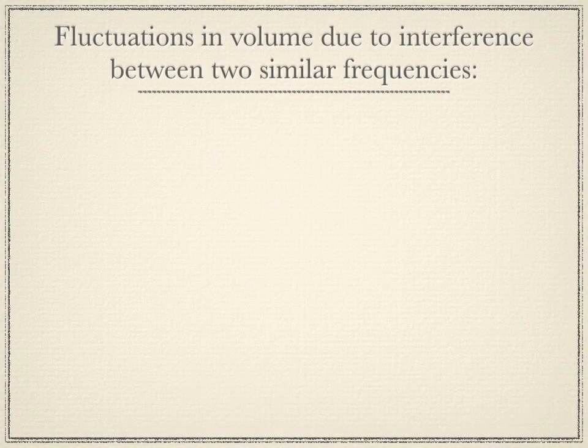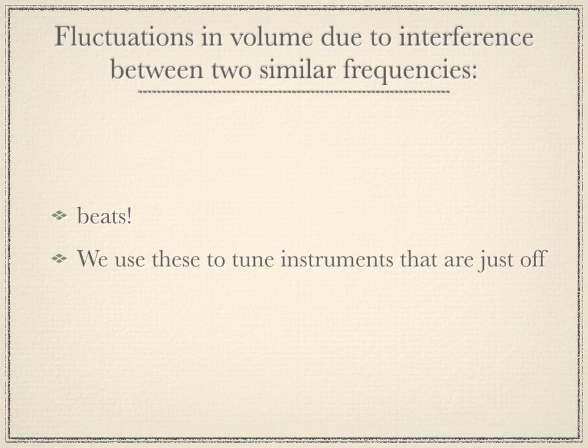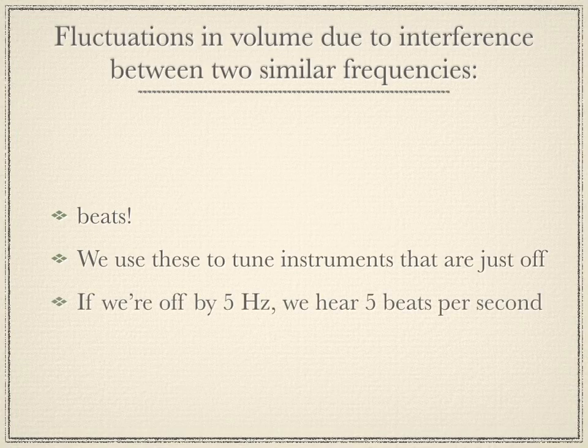Fluctuations in volume due to interference between two similar frequencies is the definition of beats. We heard beats the other day. The computer made a note, and we played the tuning fork, and we heard the beats. And of course, we use those to tune instruments that are just a little bit off from each other, and we find out how far off they are by how many beats we hear per second. So if they're off by 5 hertz, we heard 5 beats per second. If they're off by 2 hertz, we heard 2 beats per second. So it works kind of like that.